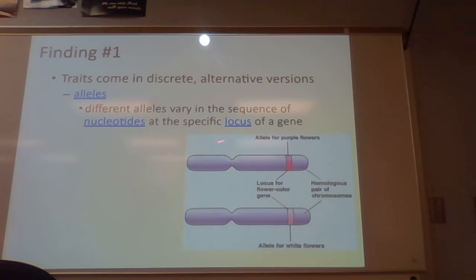And I actually think this is a pretty important diagram to be able to comprehend. So we're looking at two homologous chromosomes here, right? One homologous chromosome contains the allele for purple flowers. The other one contains the allele for white flowers. Questions on that? Hopefully it's pretty familiar stuff.